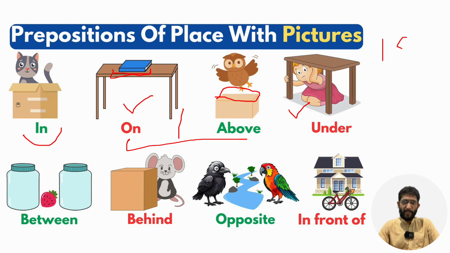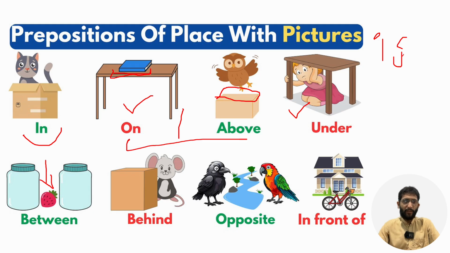Use a simple structure: is, am, are, and then a prepositional phrase. For example, under the table, this is a prepositional phrase. And this is between. Between means in the middle of two things. For example, I make a comparison between you and your brother. I say, this is the difference between you and your brother.